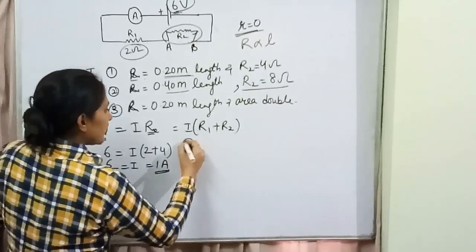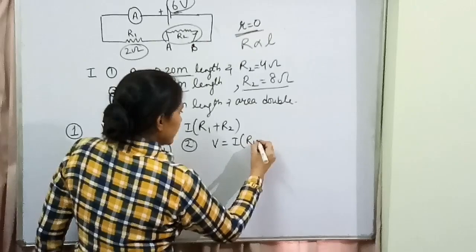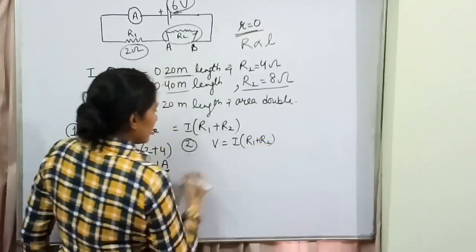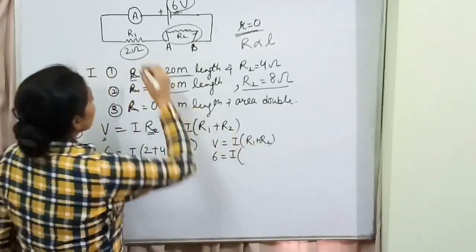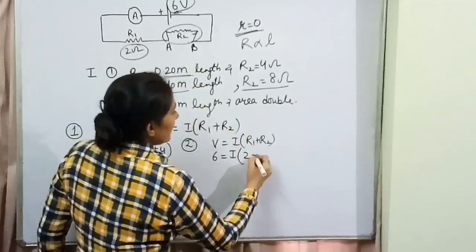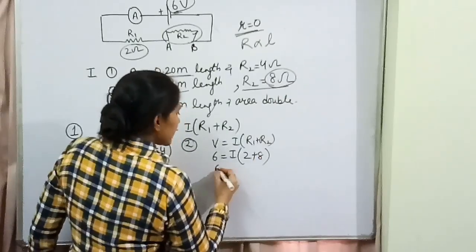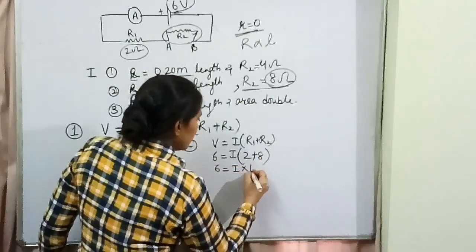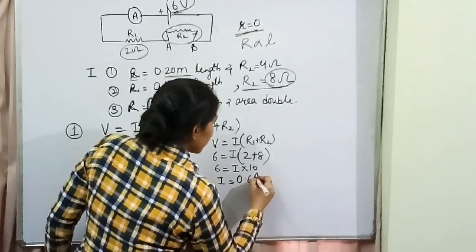So in the second part, what can you do? Again, V is equal to I times R1 plus R2. The value of V is 6 again. We need to find I. R1 is given to us, that is 2 ohm, plus R2 we calculated here as 8 ohm. So 6 is equal to I into 10. So I will be 0.6 ampere.